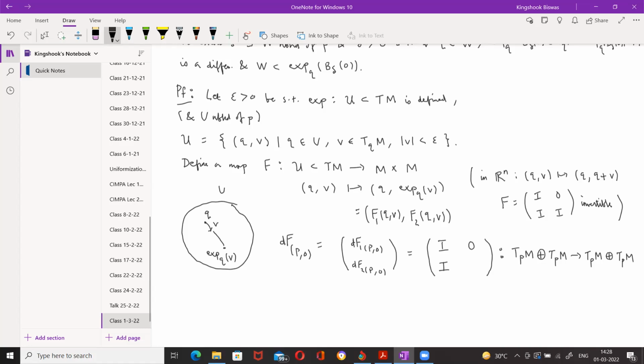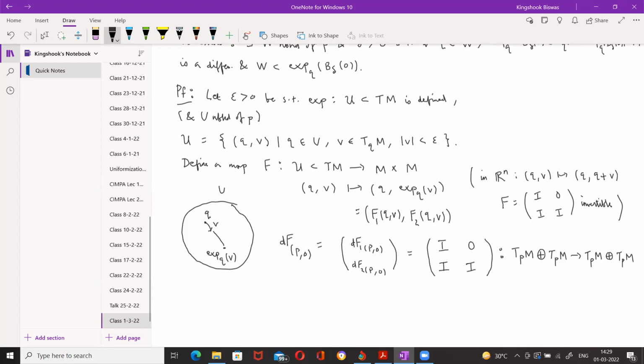So if I look at x_P of V, the derivative of that when V is at the origin, that is the identity map again. So I get exactly what I had in R^n. I get the same block matrix: identity, 0, identity, identity. Is it clear?